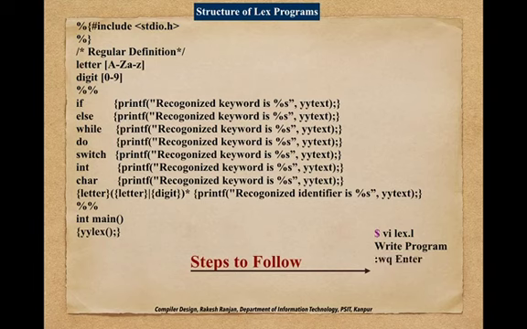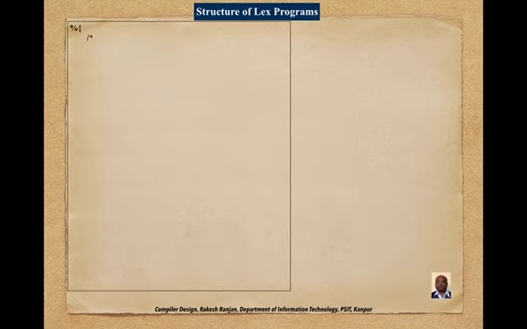After that we should write :wq, and then we need to press enter, and then we need to compile. To compile it, lex space lex.l. Obviously this Lex program should be written in a file with the extension .l. Then we should write cc space lex.yy.c, and then we need to execute this. So this is the structure of the Lex program.